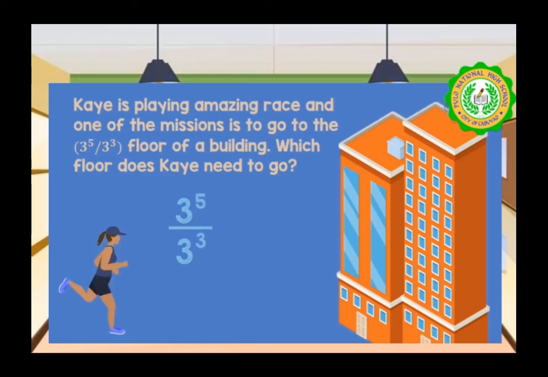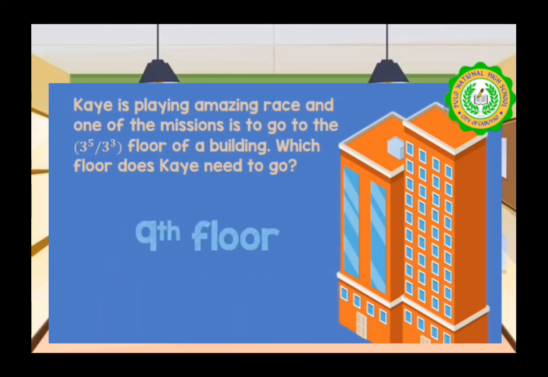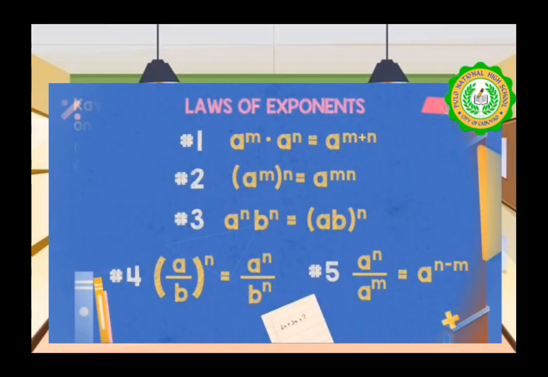So the equation will become 3 raised to the power of 5 minus 3, which is equal to 3 raised to the power of 2. So it means that 3 should be multiplied 2 times. Therefore, the answer is 9. So K should go to the 9th floor of the building. So those are the 5 laws of exponents.